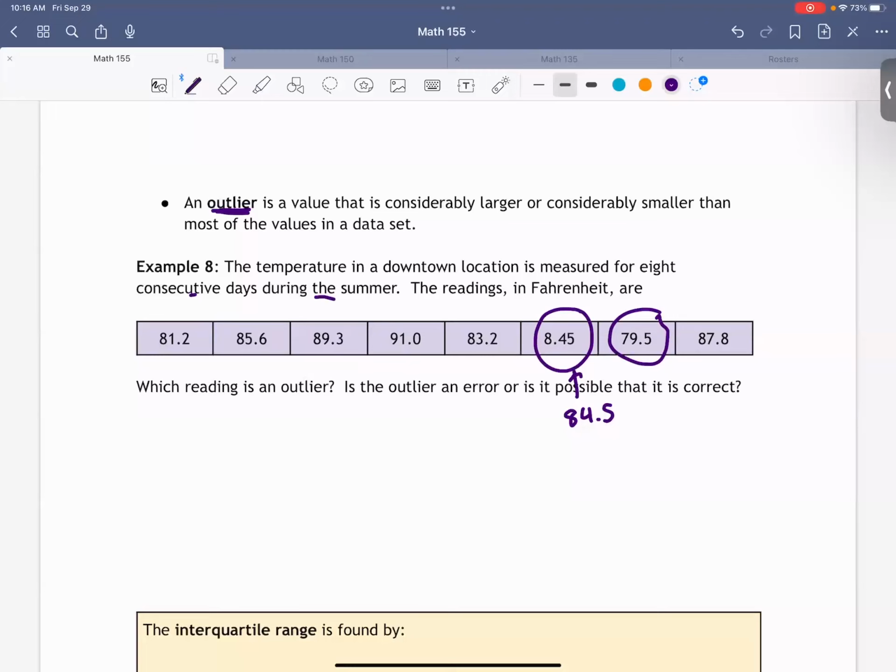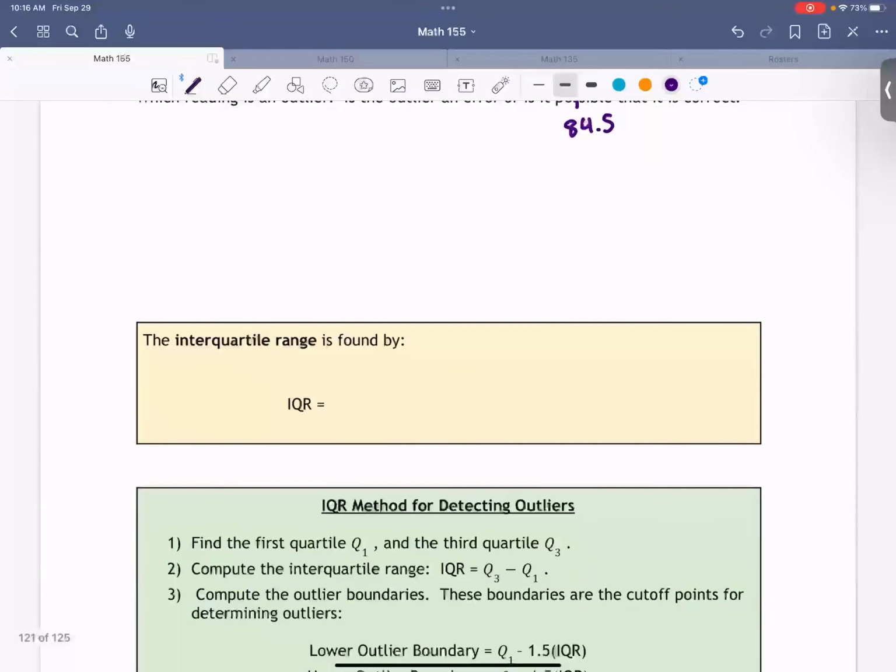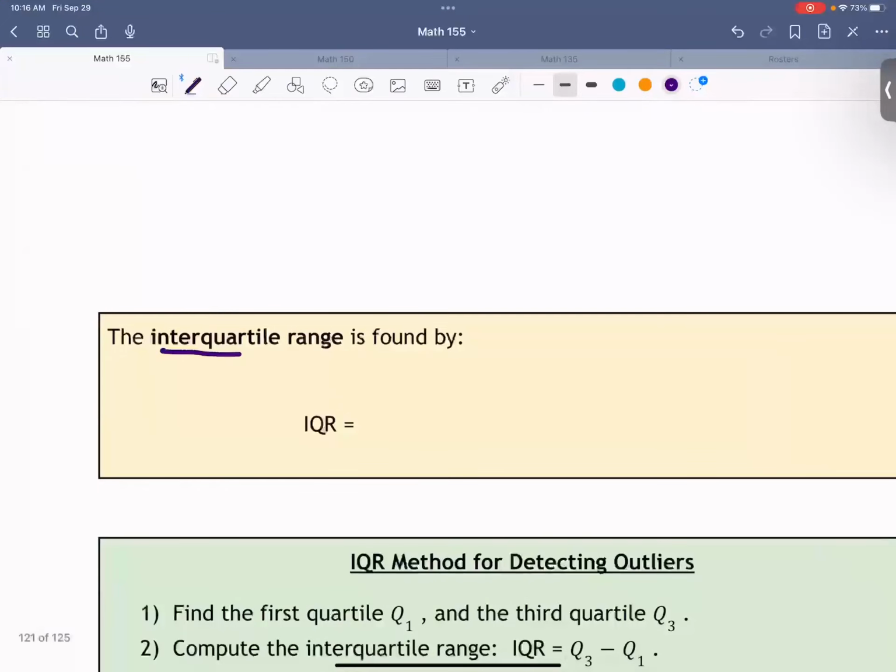Okay. So in order to determine if something's an outlier without just looking at it and saying, oh, that's an outlier, we actually have a mathematical way to determine that. We have formulas that will tell us if it's an outlier or not. Before we talk about those formulas, I do want to talk about one thing called the interquartile range. This is a number that is calculated using the quartiles. And one thing I like about statistics is sometimes the words will tell you exactly how to find the numbers. Let me explain what I mean here.